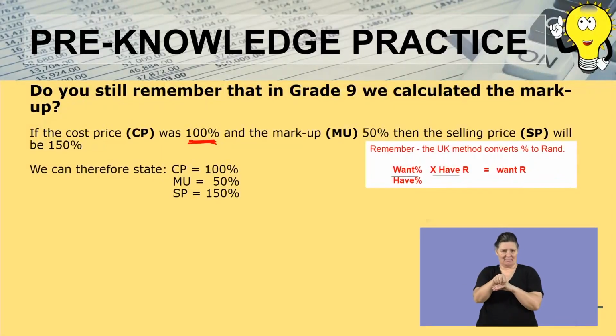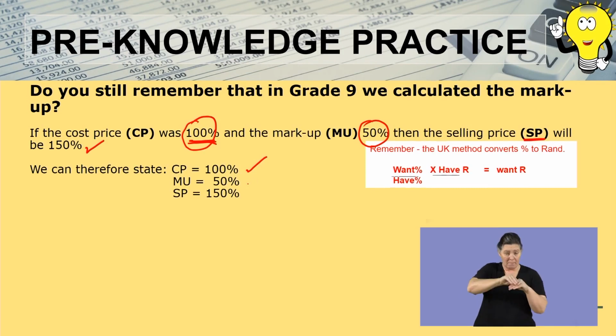In this particular case, you can see that my cost is 100%, and then my markup is 50%. If I add the two, then I will sit with my selling price, which is 150%. Therefore, we can simply state that my cost is 100%, my markup is 50%, then my selling price is 150%. This is what you have already done in Grade 9. I just wanted to remind you, and I'm going to introduce you soon to what is called the UK method.